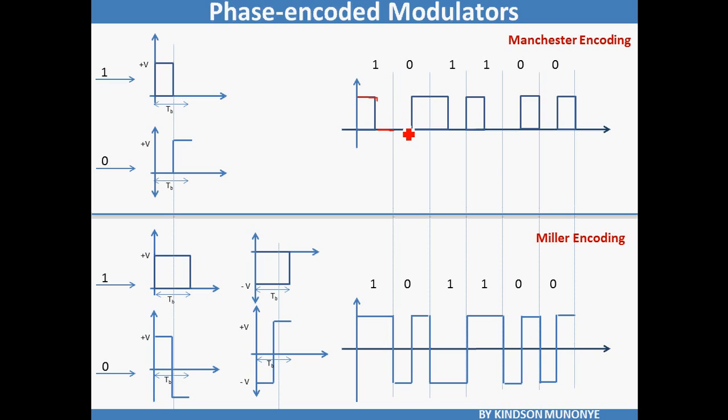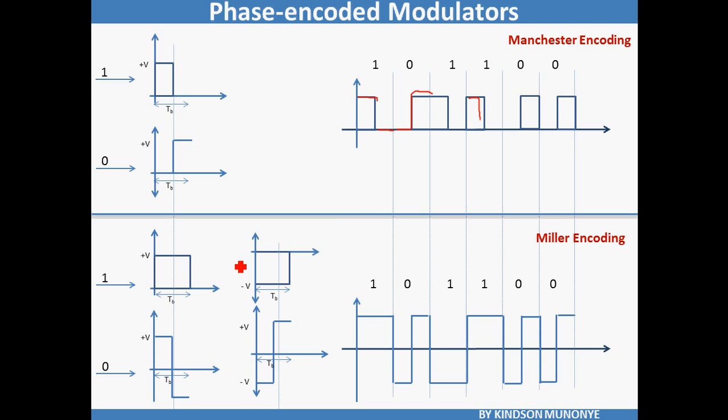for 1, then for 0, from 0 it goes up to a positive voltage. For 1, from positive it goes down to 0. For 1, positive to 0. For 0, 0 to positive voltage. So that is what happens there for Manchester encoding.